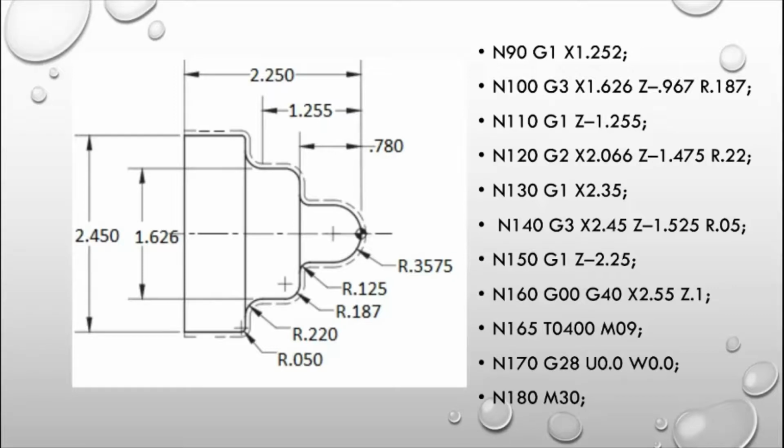G40 shows tool nose radius compensation cancellation. Again X 2.55 and Z 0.1 is the position of X and Z. And N165 is a sequence number. T0400 is the tool number. M09 is the coolant off. And N170 is a sequence number. And G28 is the home position. And M30 is the end of the program.